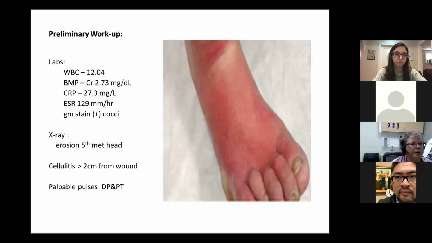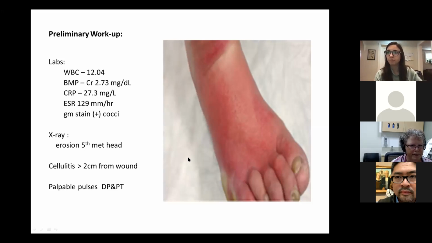So your preliminary workup: the white count was up. He had a bump in his creatinine, the CRP, the ESR. We were able to get a bit of deep tissue, deep from the wound base, which showed gram-positive cocci. He had erosion at the 5th met head. The cellulitis was definitely more than 2 centimeters. He did have good palpable pulses. Unfortunately, this patient, though he presented with an acute osteo, did go on to lose the whole foot.